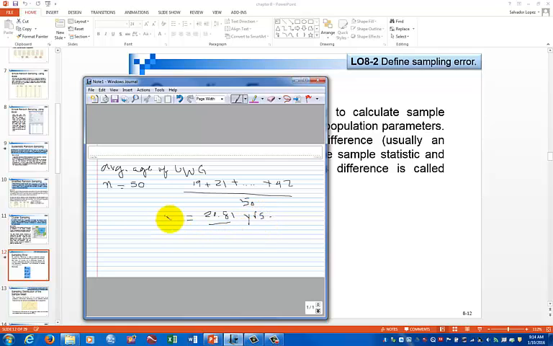That will be your average age from your sample. But you know that this number is not going to be exactly equal to mu, the actual average age of all West Georgia students. So you get your 20.81 minus mu from the population. That will be your sampling error.